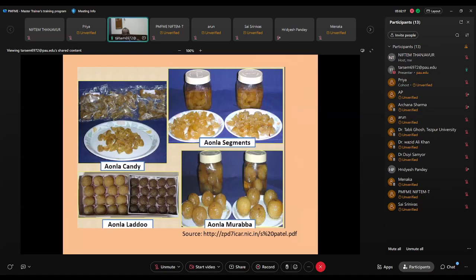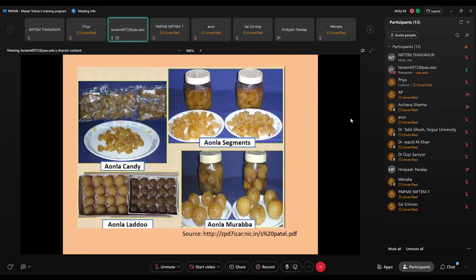When we dry amla, care should be taken that the temperature does not go beyond 60 degrees Celsius. If we are following a mechanical drying method, the hot air temperature should not go beyond 60 degrees Celsius.